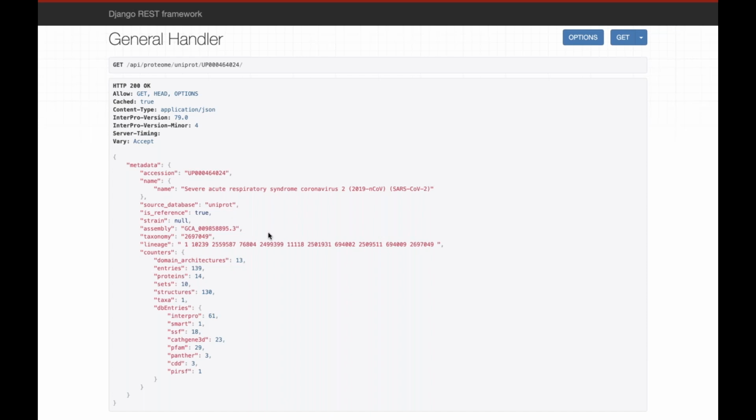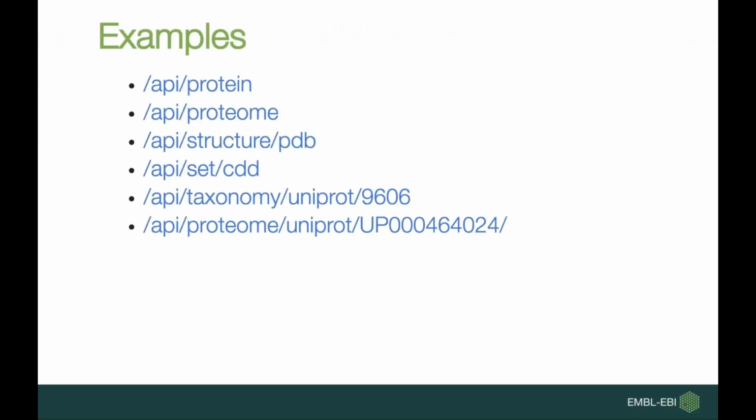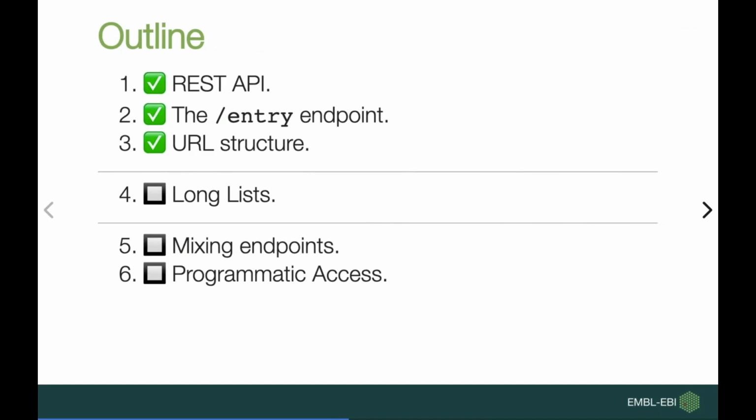One thing that you will find in this sort of summary for an entity is that we have also provided counters at this level. So you know that for this proteome, for instance, there are 139 entries in total, 61 of them coming from InterPro and 29 signatures from Pfam, etc. But also we know that this proteome is formed by 14 proteins, and then you get that sort of detailed information from there. And that's the URL structure. So now you know from the very beginning, we have 6 endpoints and each of them can be queried in that way. So now you pretty much can have access to most of our data.